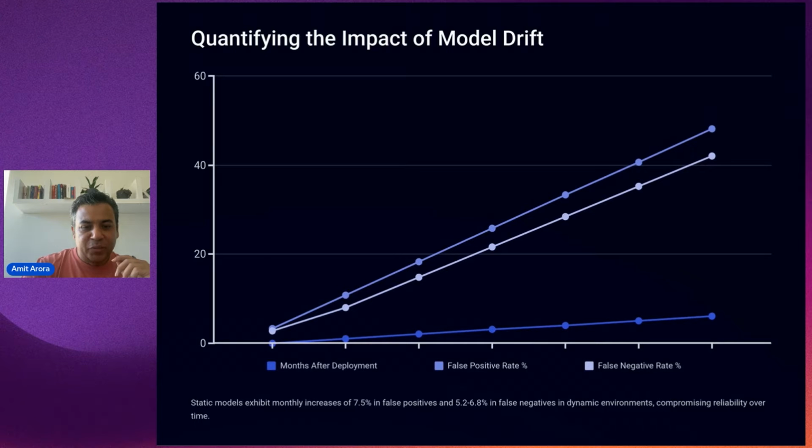So this is a very interesting chart. It shows how static models degrade over time. You can see the false positives increase by over 7% per month, and false negatives are up by almost similar, like 6.8% every month. And these numbers just show that models are degrading, right?